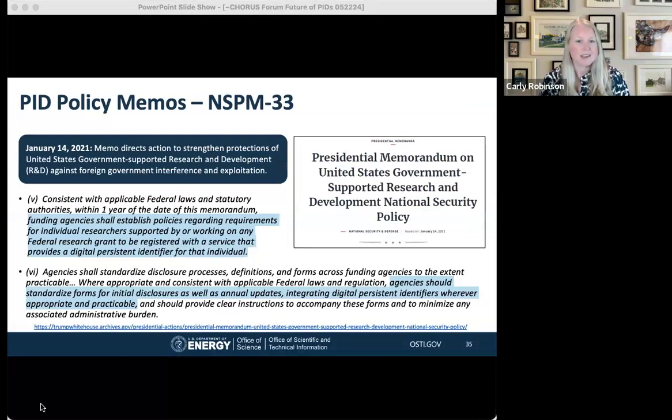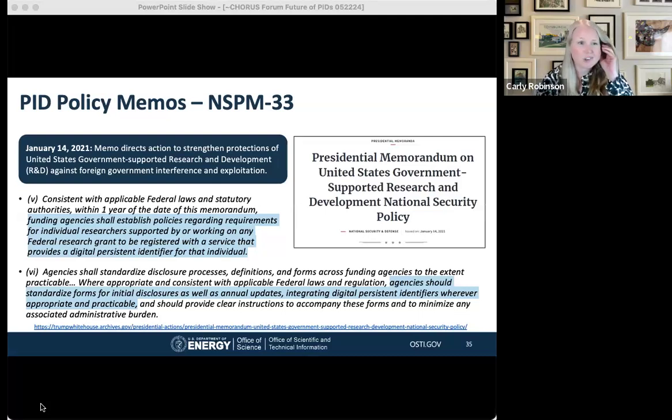And this really starts with National Security Presidential Memo number 33, which came out at the very end of the last administration in 2021. It is broadly focused on research security, but there are two places where it specifically talks about persistent identifiers for individuals. It says that federal agencies should establish policies regarding requirements for individual researchers to be registered with a service that provides a persistent identifier for that individual. It also says that agencies should standardize forms for initial disclosure, the initial information collected with applications for funding, and that within those standard forms, we should include those persistent identifiers for individuals.